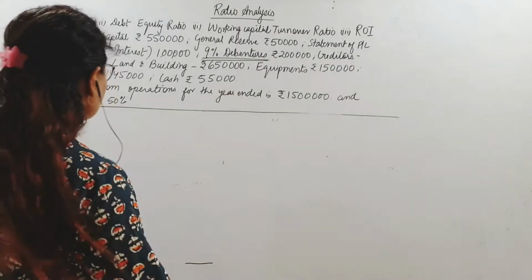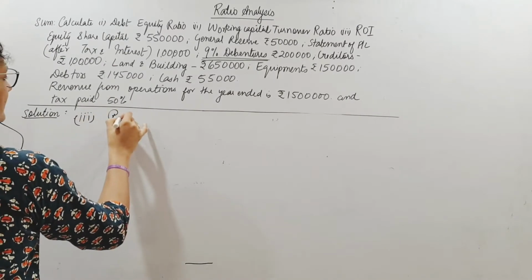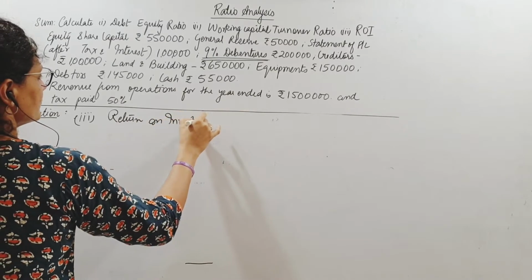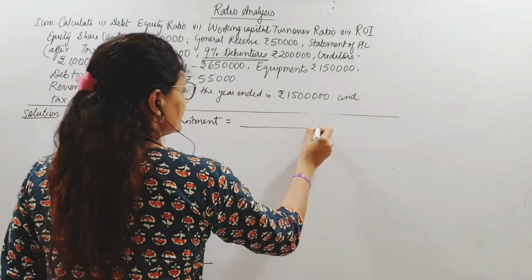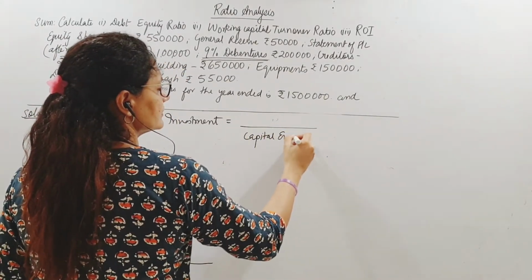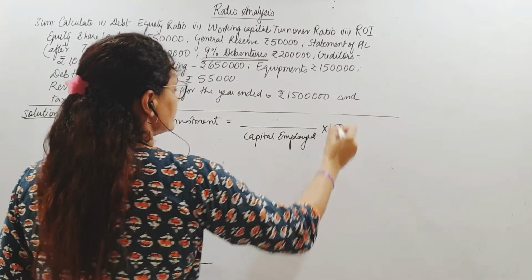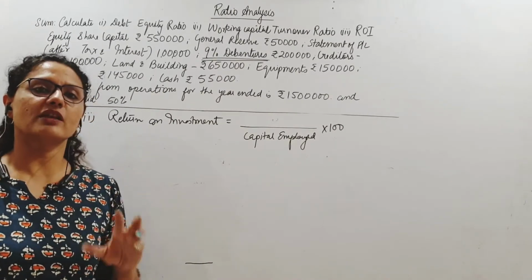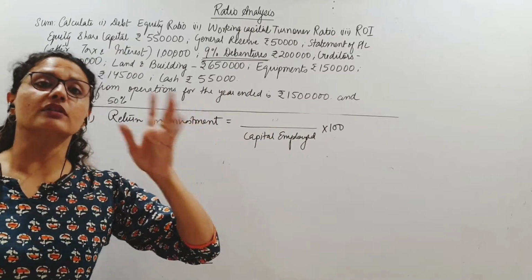Third ratio is return on investment. Okay, ROI you should be knowing. Return on investment. What is investment? Your capital employed. So this is return on capital employed. Okay? Always as a percentage, so multiplied by 100. What return do I want? Which profit do I want? Of course, I want the core profit, meaning profit before interest and before tax.